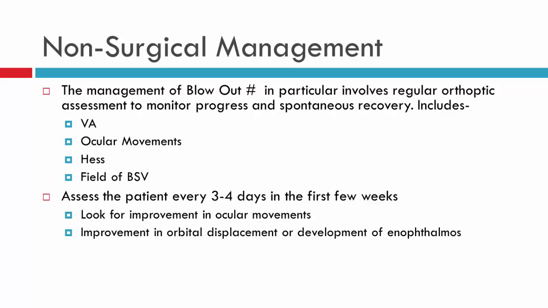So as you see this patient regularly, some of the investigations that are critical to map improvements of ocular movements or to map change: visual acuity is a standard, but looking at ocular movements, a Hess chart in the field of BSV will give you an indication of what's happening with the diplopia and the ocular movements. Should any eye movement limitations be due to soft tissue injury, this should subside or spontaneously resolve with the recovery of the swelling.